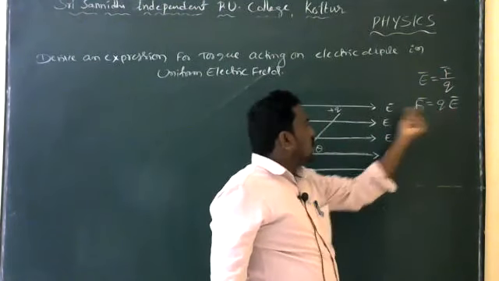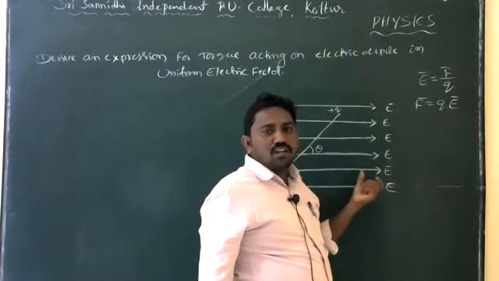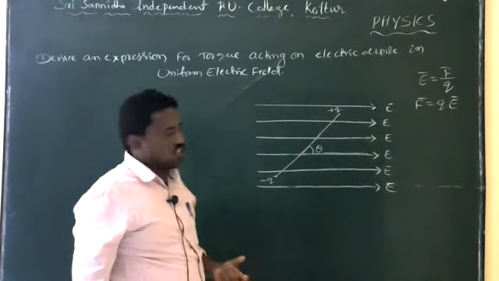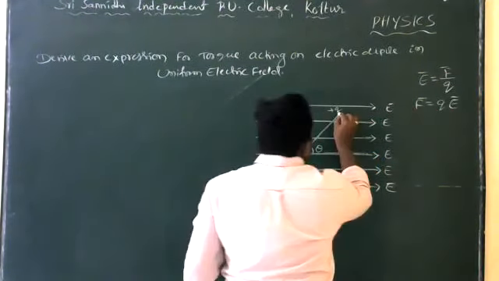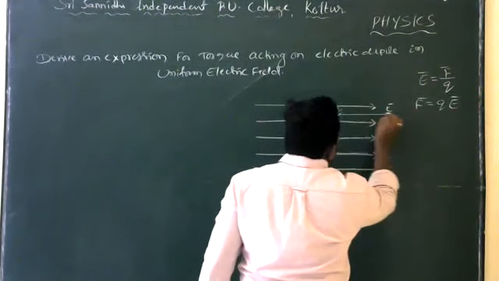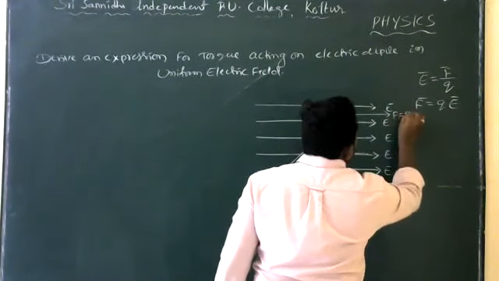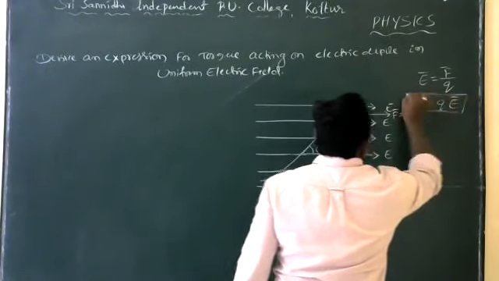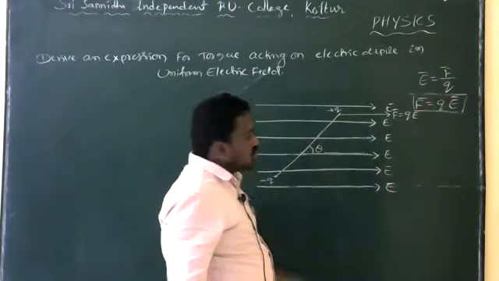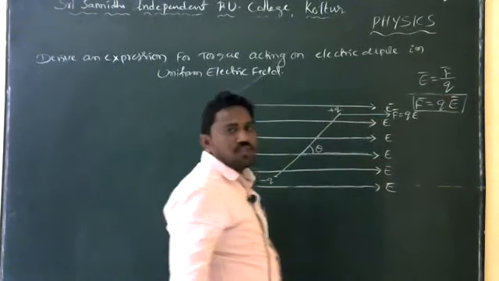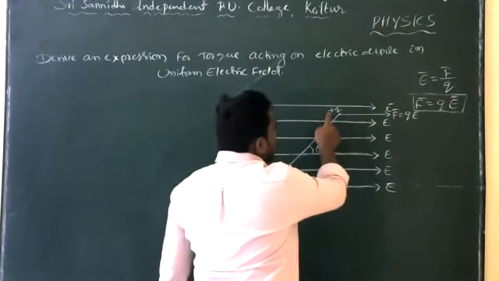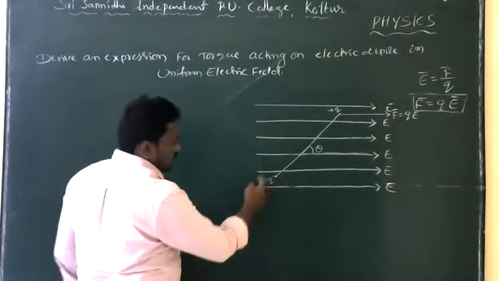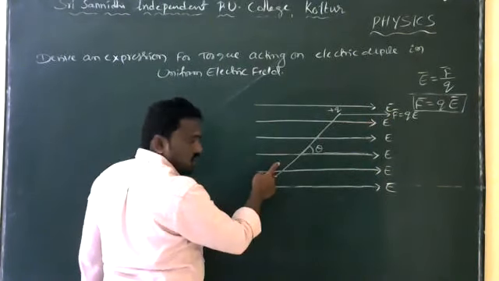A charged particle placed in a uniform electric field experiences a force. Here F is equal to QE. The force on the positive charge is in the direction of the electric field. Now the negative charge also experiences a force.